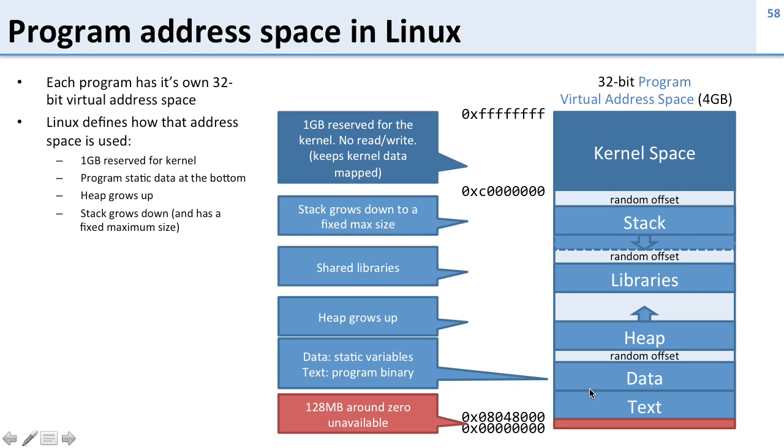There's something else that Linux does that's pretty cool. It puts random offsets in here. So your stack doesn't begin right at the end of kernel space. There's some random amount of space that's just wasted here. Then there's some random amount of space between the stack and the libraries, and some random amount of space between the data and the heap. And the reason for this is for security. So these offsets enhance security because you never know where your data or code is.